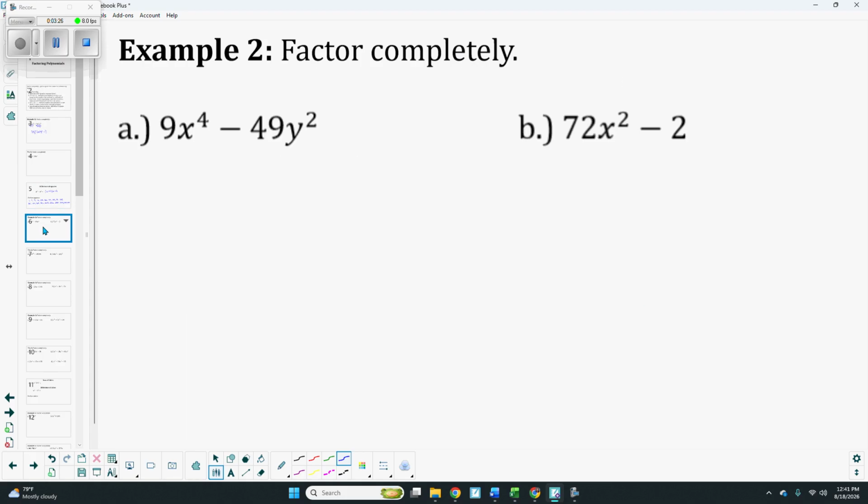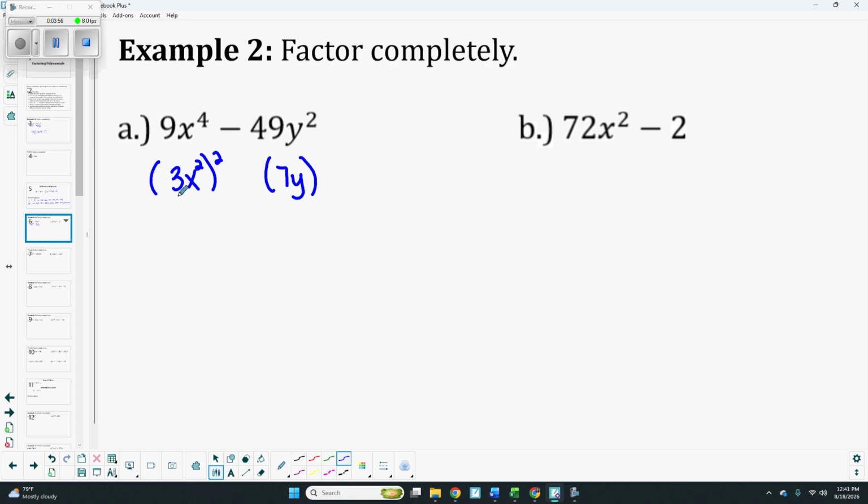So we're going to factor these completely. We have 2 terms. 9 is a perfect square, and x to the 4th is even, so that's a perfect square. 49 is a perfect square, and y squared is even, so that's a perfect square. So I'm going to figure out what was being squared in each place, right? So what was being squared here? 3 was being squared to give us 9. X squared was being squared to get us to x to the 4th. And here, 7 was being squared to give us 49, and y was being squared to give us y squared.